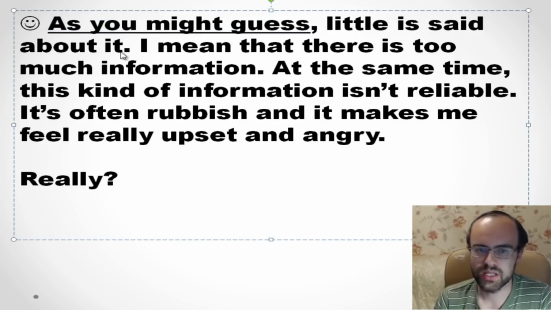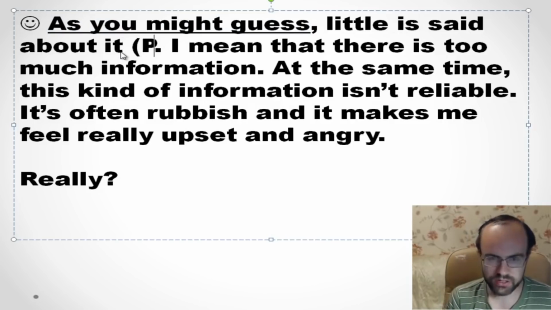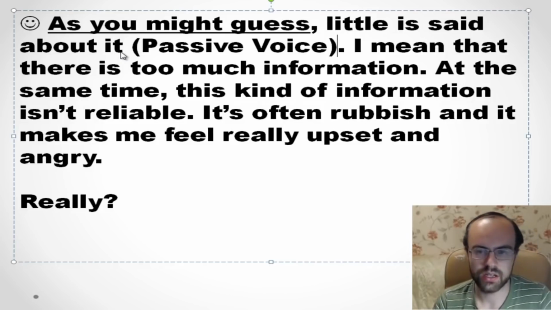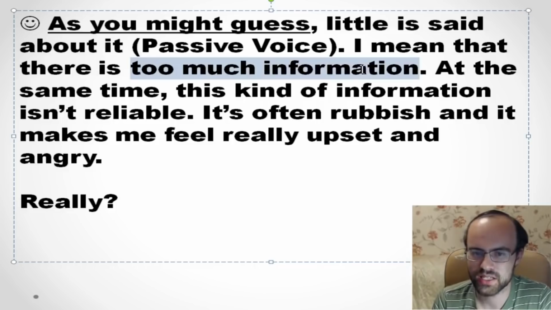So you see, we call this structure passive voice. It means that it is done by someone, and people say little about it. So I mean that there is too much information. Too much, yes, it has a negative meaning. There is too much information.